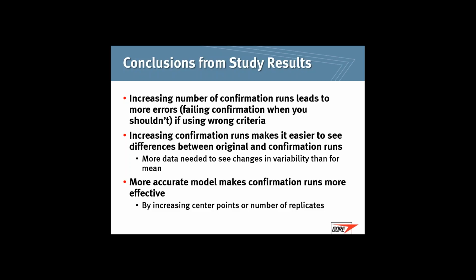That isn't too surprising. And then lastly here, the more accurate your model is, the more effective the confirmation runs will be. So if I put in more center points, if I do replicates, and I get a really good model, then it's easier to detect changes from that model. So those are the conclusions from that. And again, as I mentioned in the paper, you can see more details within, and see different scenarios and simulation results associated with them.